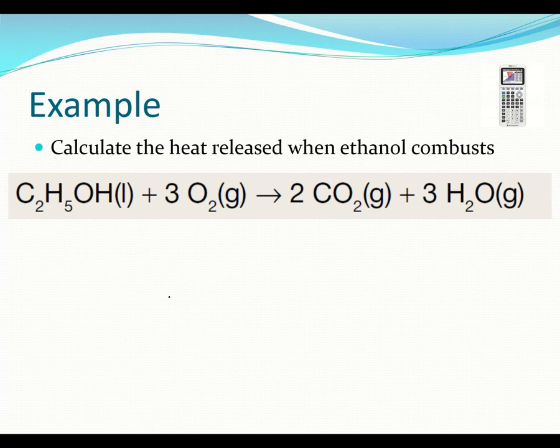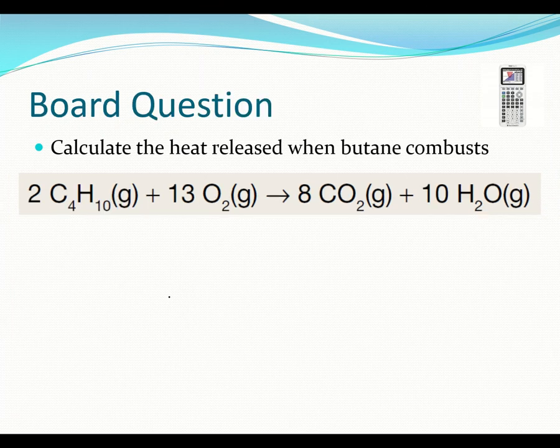Cool. So let's try a board question now. I'll get you guys to do it. So pause the video, see if you can do this on your own, and then I will do it right now. So make sure you pause the video. And I'm just going to write out the reactions. Just give me a sec. 2C4H10 plus 13 oxygen, 8 CO2, and 10 H2O gas.